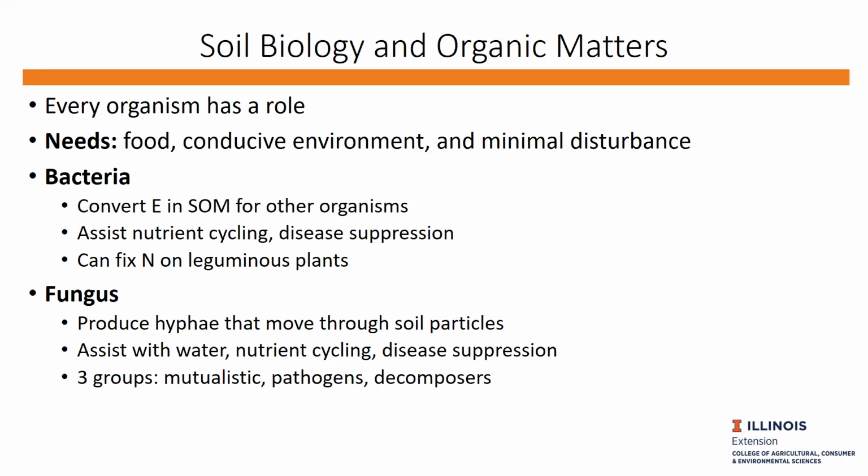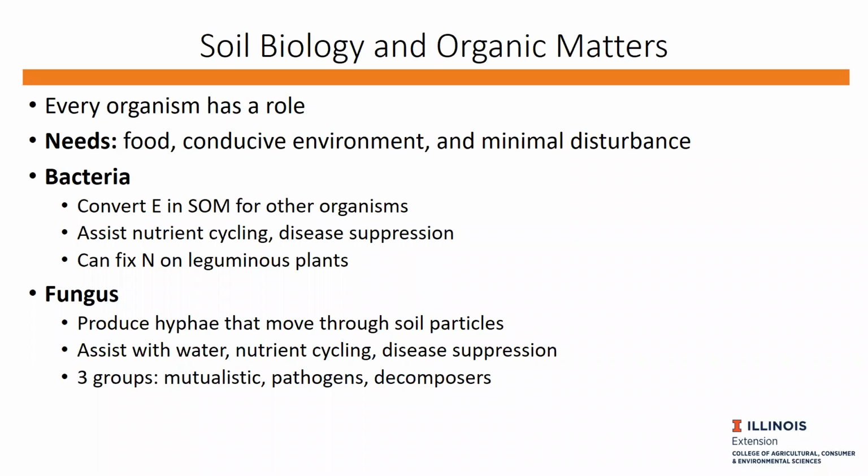More about this then. Every organism has a role. The needs of these organisms tend to be that they need food. Okay, that's kind of expected. They need to have some kind of food source to eat. They need a conducive environment, something that allows them to reproduce, to respire, to grow, to eat and build up their communities. And then they also need a bit of minimal disturbance. That's really what they're after in order to create and keep this soil food web and their biological needs met.